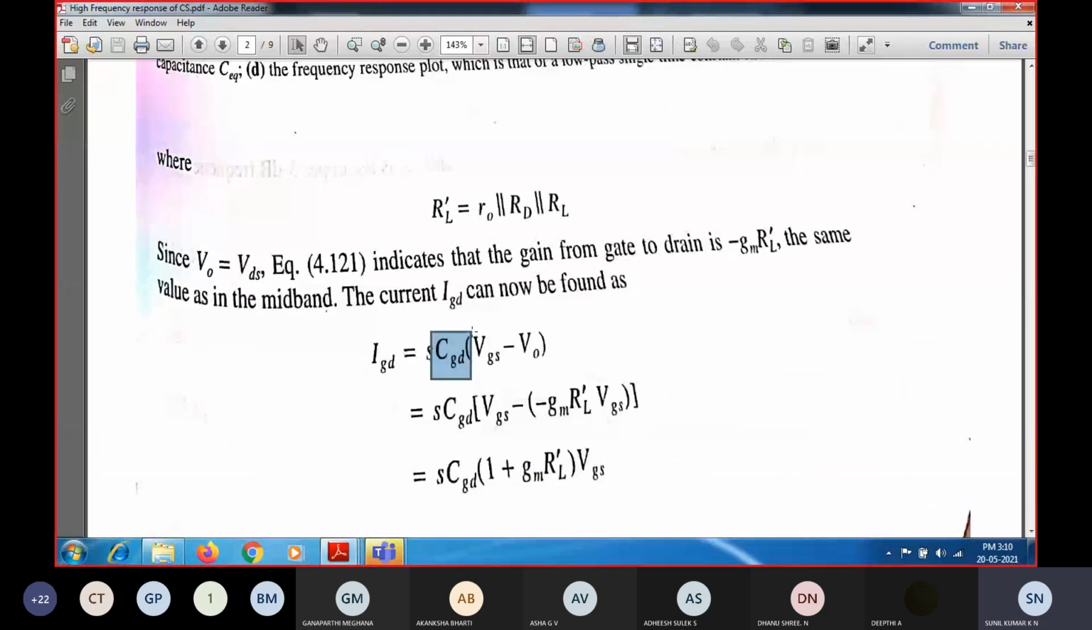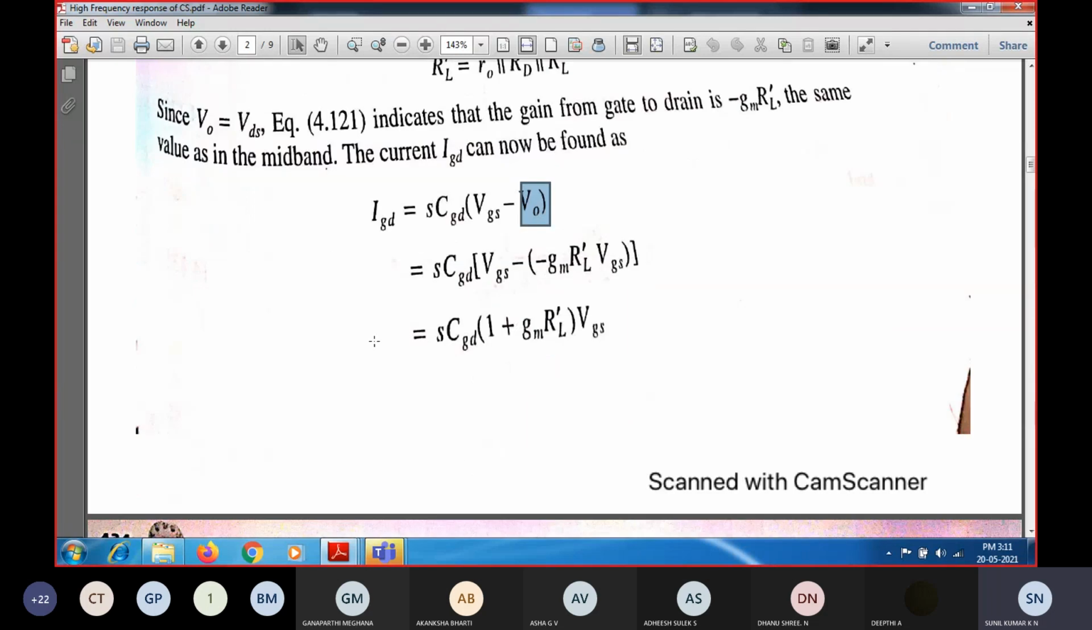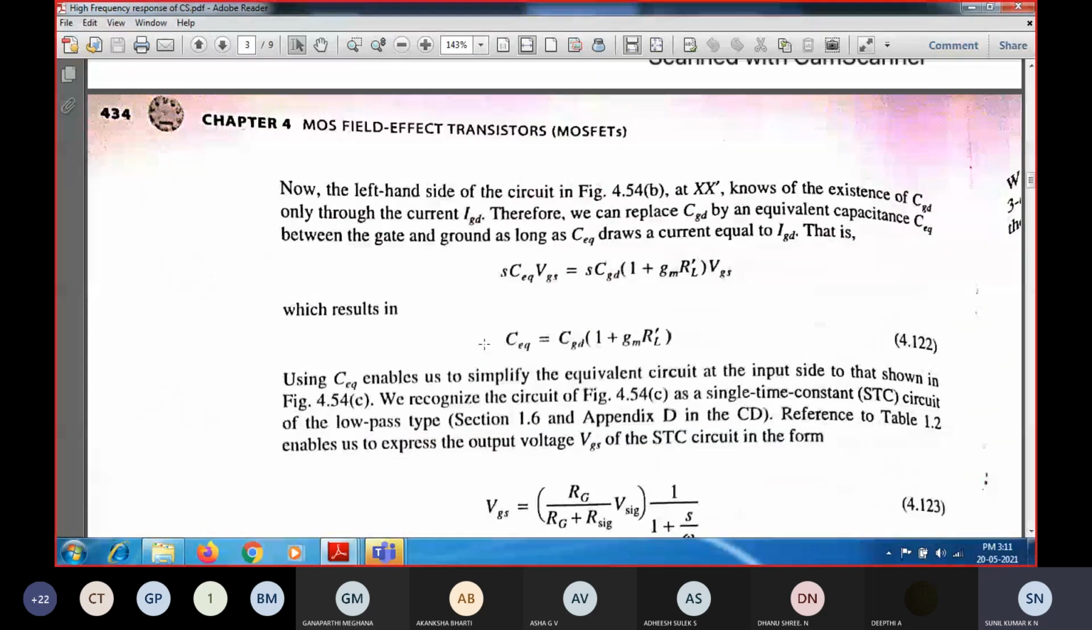S into CGD multiplied with the node voltage VGS minus V naught. I substitute the value of V naught as minus GM into R dash into VGS, and find the expression for the gate to drain current. Now after finding the value of the current, I can connect the capacitance C equivalent between the gate and ground, which will give C equivalent into VGS equal to S into CGD times this IGD expression. So I can find the value of the C equivalent.